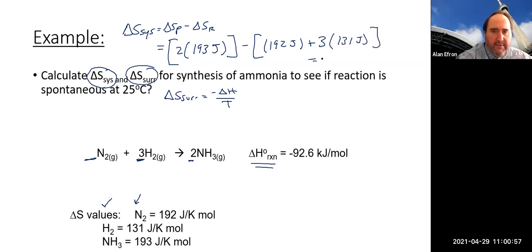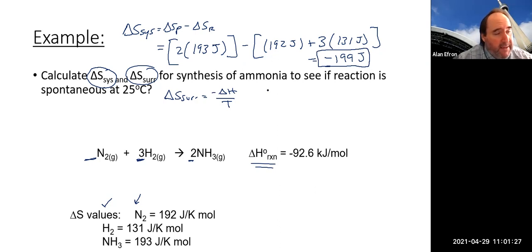That's going to yield us here, let's see, 2 times 193 minus 192 plus 3 times 131, looking like a minus 199 joules in this case. First off, any questions on that calculation there?